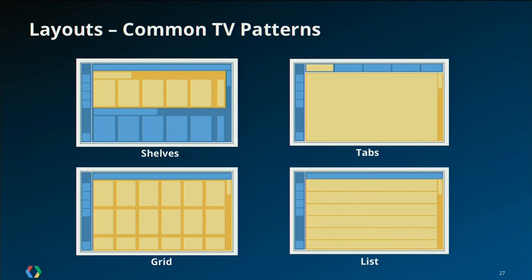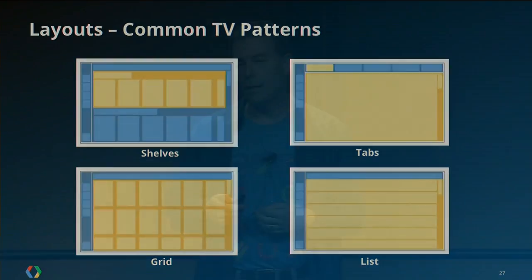There's a number of other patterns. Here are some. There's the shelf model that scrolls left and right. There's the grid model, which scrolls up and down. There's tabs. There's lists. So there's lots of different models. As long as you're consistent, you should be OK.